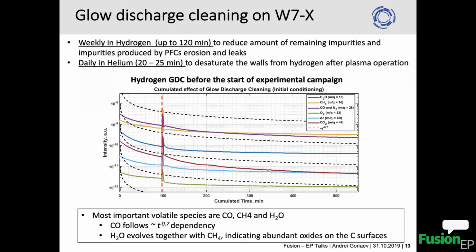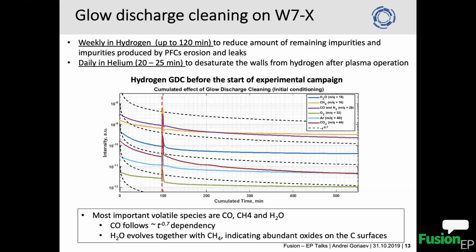But at the same time, since we have the problem of fuel recycling, some hydrogen remains in the plasma facing components after the application of glow discharge. So it's necessary to apply glow discharge in helium to remove hydrogen from the plasma facing components, to desaturate your wall from hydrogen. It's needed either after glow discharge in hydrogen, or if you operate hydrogen plasma, in order to have density control in this case.